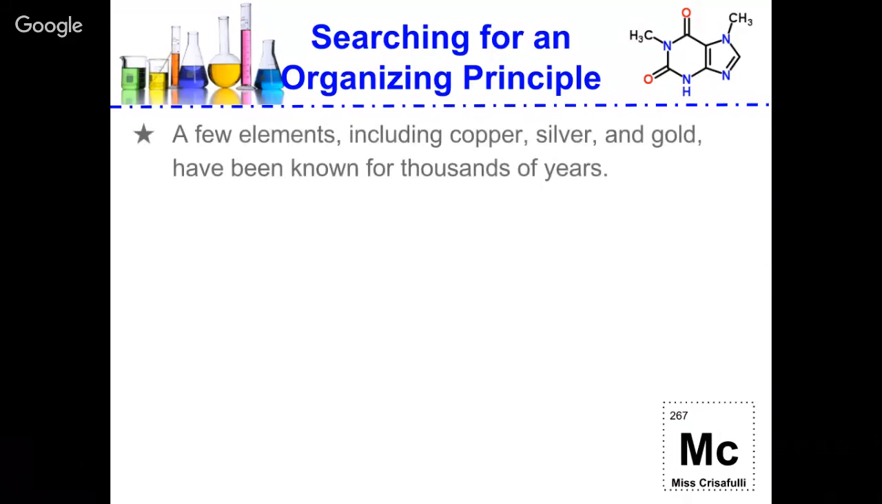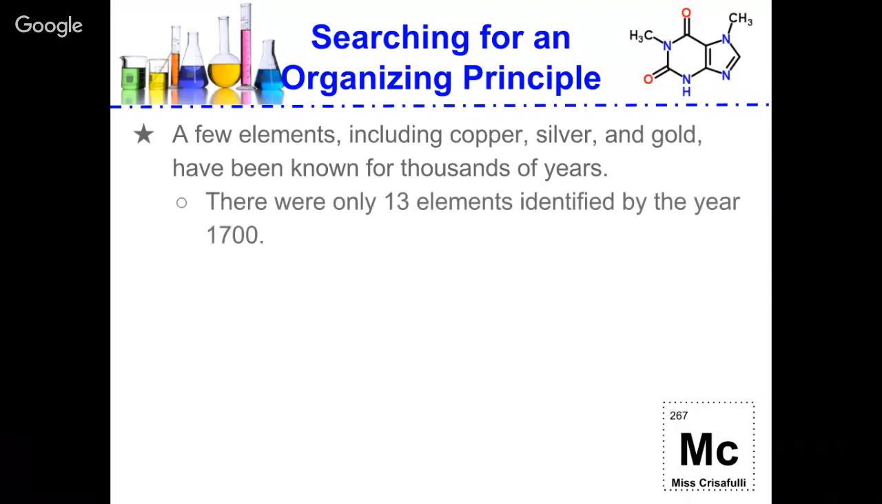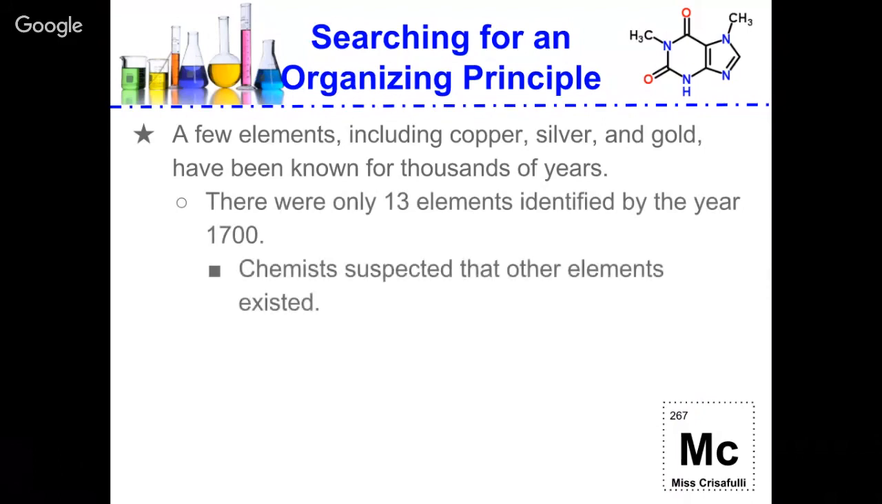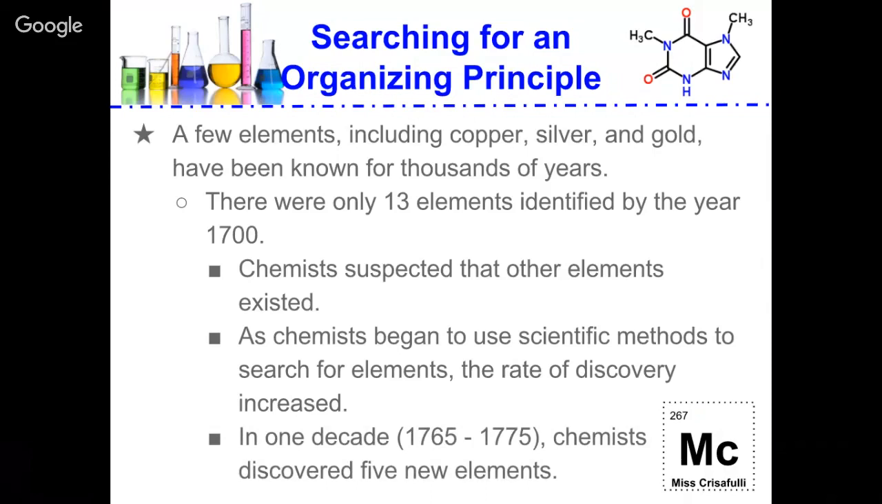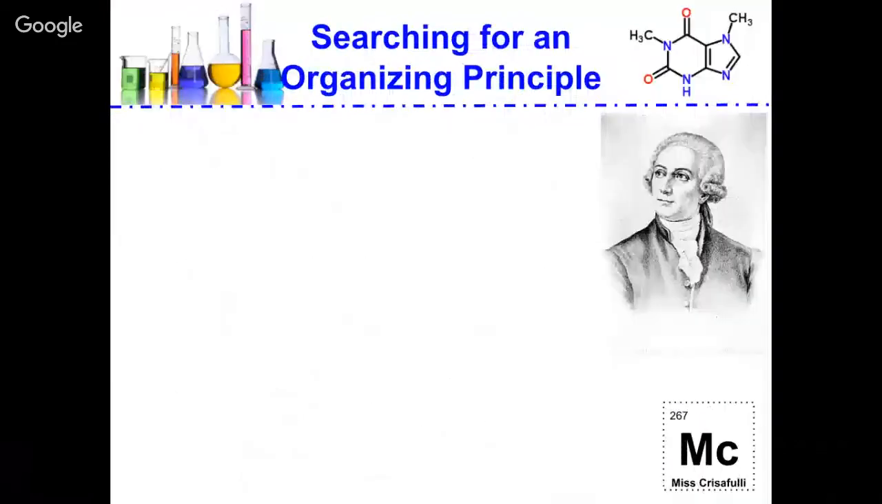So a few elements, including copper, silver, and gold, have been known for thousands of years. That makes sense. There were only 13 elements identified by the year 1700. And chemists are very intriguing creatures because they suspected that other elements existed. And so, as they began to use scientific methods to search for elements, the rate of discovery increased. So, in one decade, remember, a decade's 10 years, chemists discovered 5 new elements. So now we're up to 18.